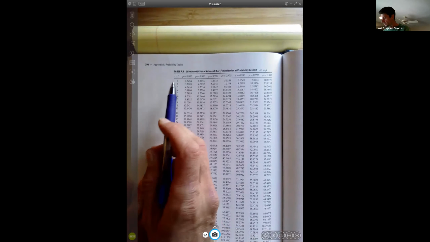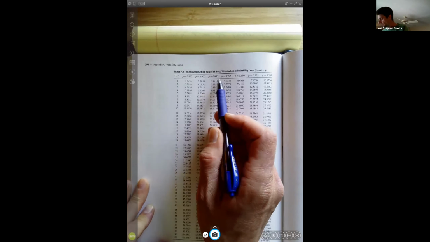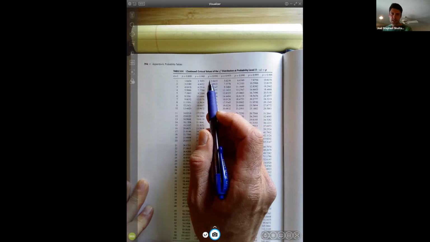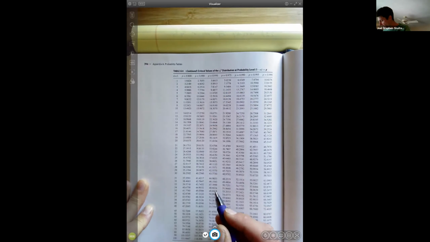So table A4, very similar to the table we just saw for the T distribution. We have degrees of freedom, so this is our sample size, and then we have our p-value. If we're just interested in a 95% difference, then we can say, okay, degrees of freedom. In this case, we have 41 samples, so we have 40 degrees of freedom. And then our critical C value is about 55.8.